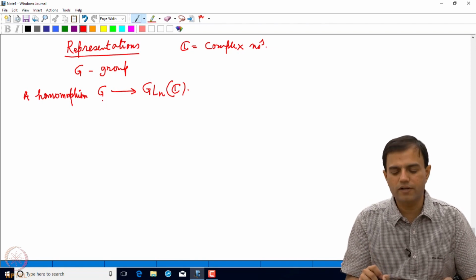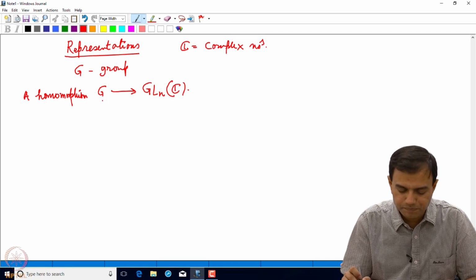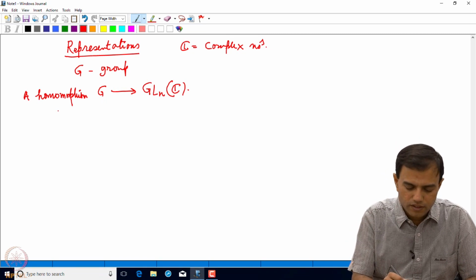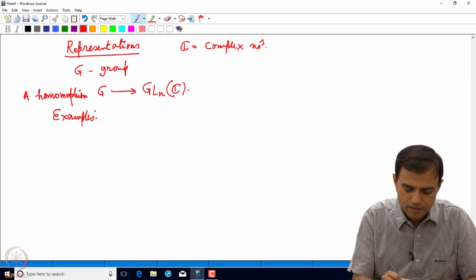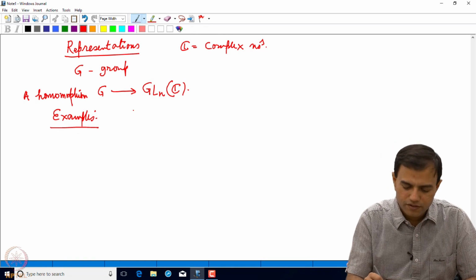So what is this? This is our attempt to realize any abstract element in the group as a matrix. What's the advantage? We'll see after some time. So what are the examples? Some easy examples we can see.